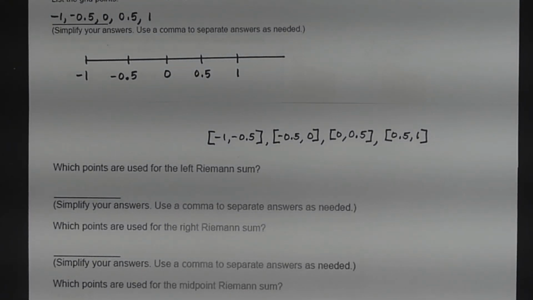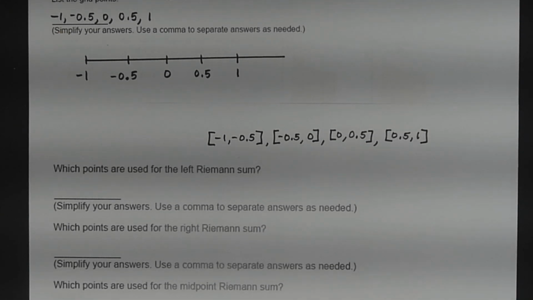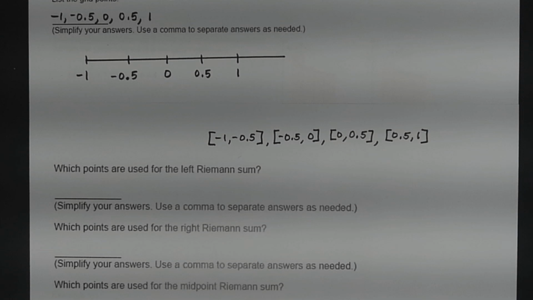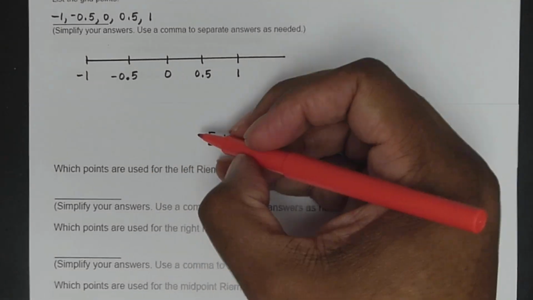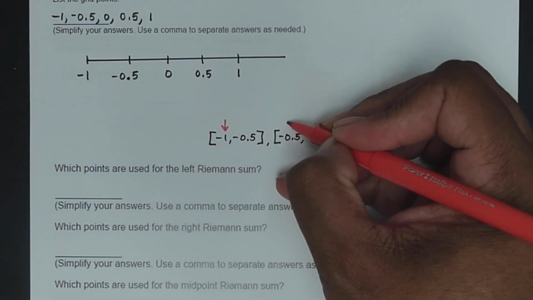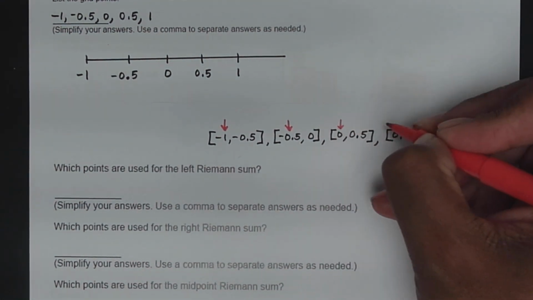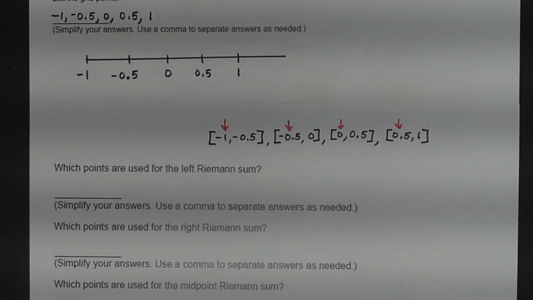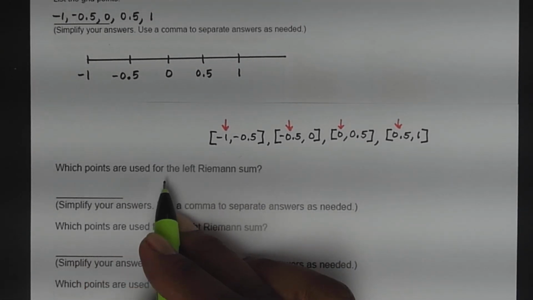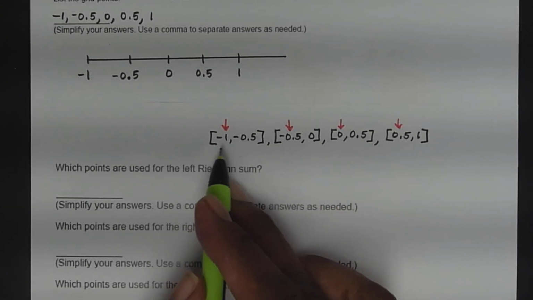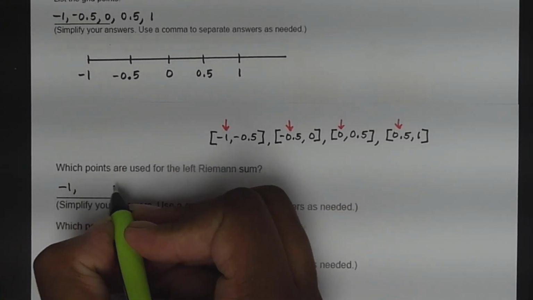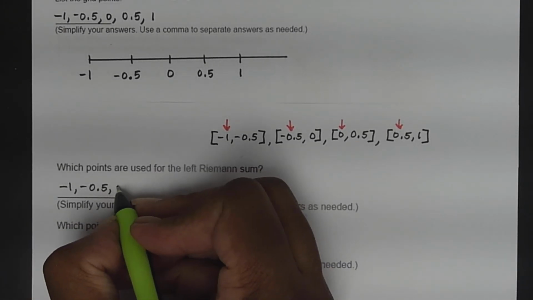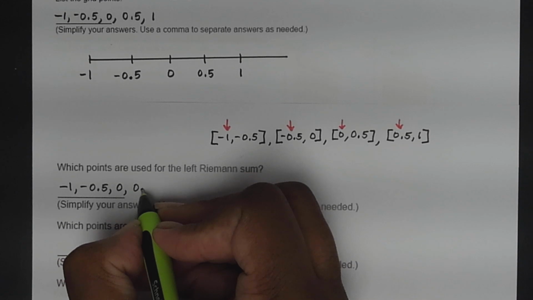So now in this case here, the endpoints that are on the left-hand side of each of your sub-intervals represent your left Riemann sum. Those are the points you'll use for your left Riemann sum. So I'm using each of these left endpoints for each of these sub-intervals here. As you can see, the points that you're going to use for the left Riemann sum will be these numbers here: -1, then -0.5, then 0, and then finally 0.5.